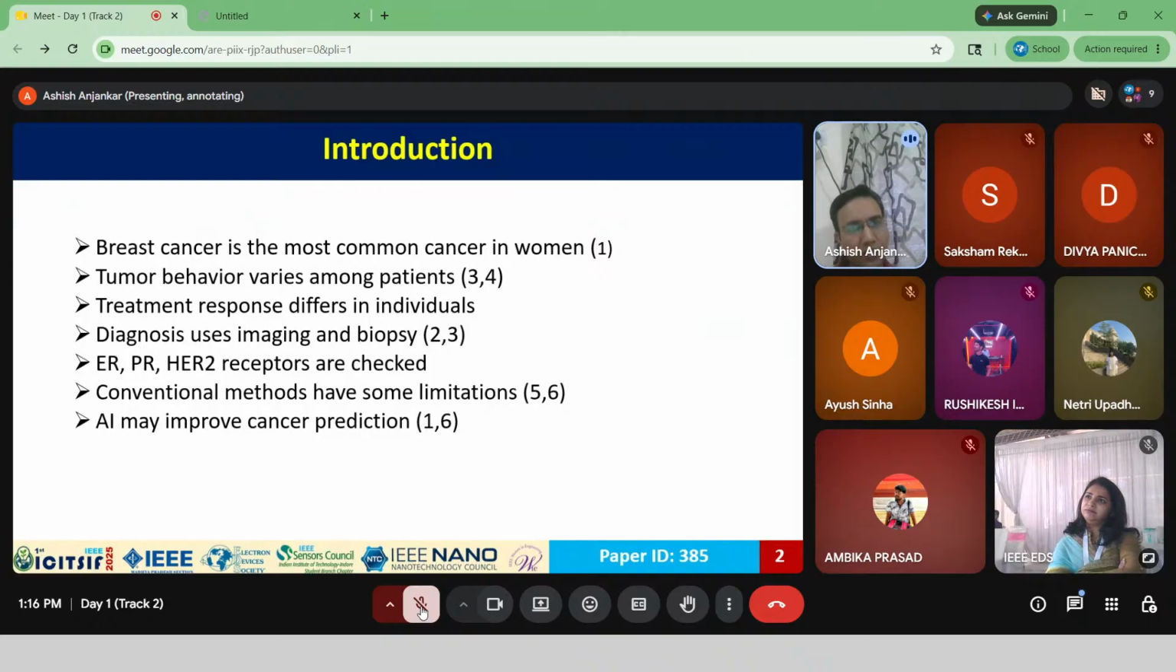The mainstay of diagnosis currently relies on pathology, that is histopathology, and then it goes to MRI and CT scan. Nowadays molecular biochemistry has evolved, so ER, PR, that is estrogen receptor, progesterone receptor, and HER2 receptors are checked for molecular immunophenotypes. But all these conventional methods have limitations, and we think AI can improve cancer prediction.